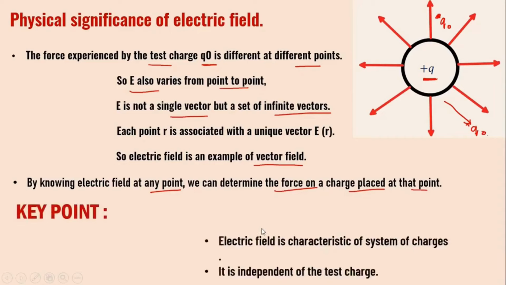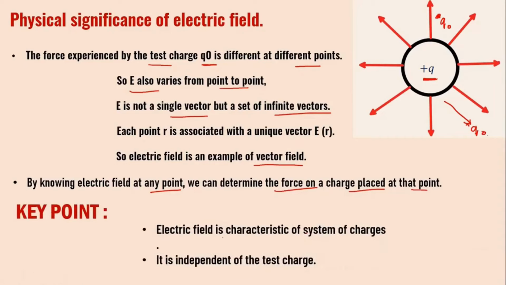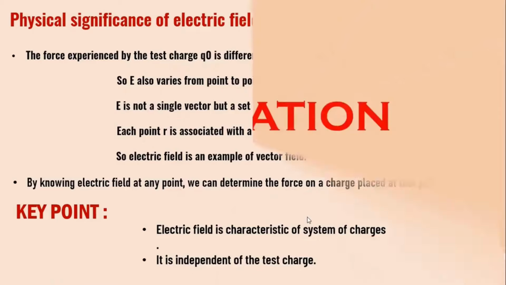Now there is one key point. What is that? The electric field is the characteristic of a system of charges. That means this electric field is the characteristic of the source charge, not of the test charge. So mind it here carefully. Electric field is the characteristic property associated with the source charge or a system of charges. It is independent of the test charge. A test charge has no significance in its formulation. That is the important key point.